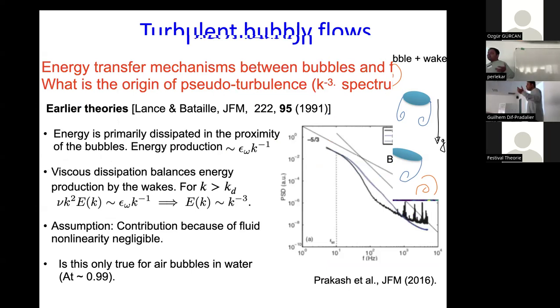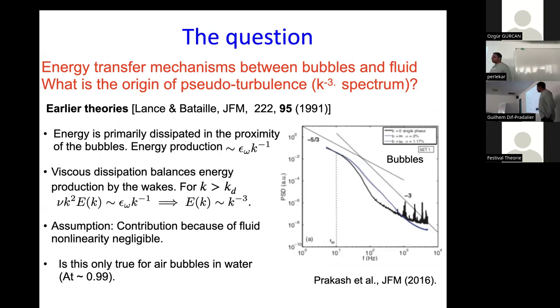So, people have been looking at this problem since 1991. And these were the initial results by Lance and Bataille. They came up with a very, very simple idea that as the bubbles are rising, they deform and generate wakes. And these wakes are immediately dissipated in the vicinity of the bubble. Now, when I make that statement, there is no question of cascade. There is no question of surface tension. I'm thinking of it as a very local process. A bubble is rising, generates some wakes, and this wake gets immediately dissipated.